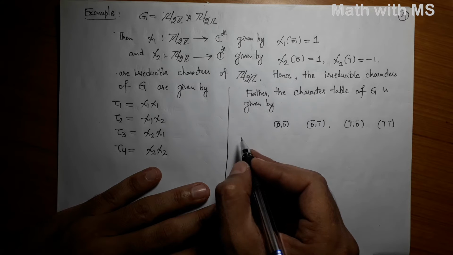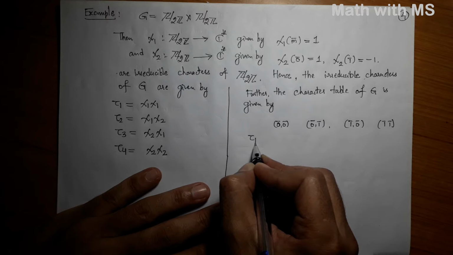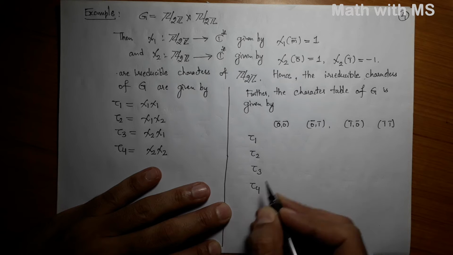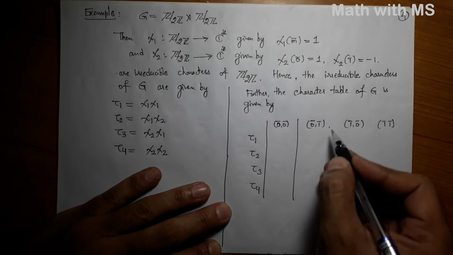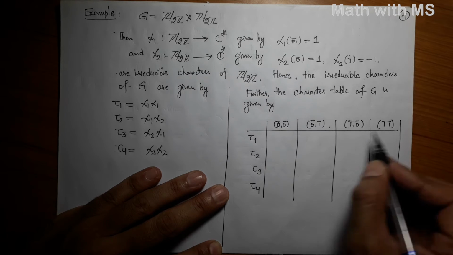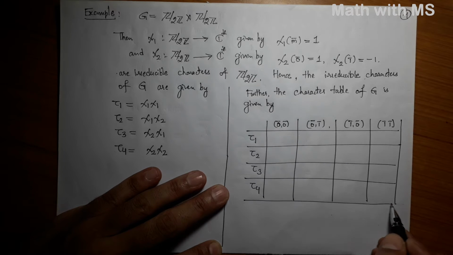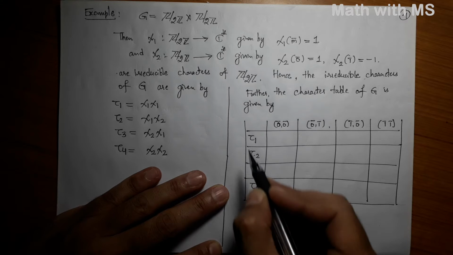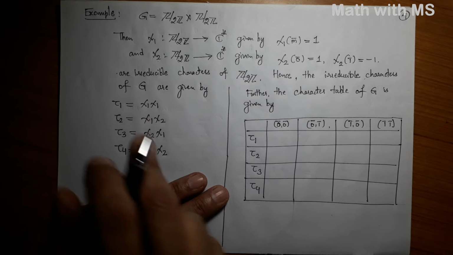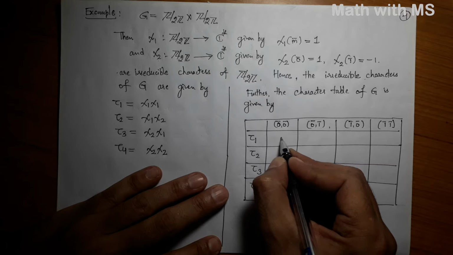All right, and we can write down tau 1, tau 2, tau 3, and tau 4. And this is just a pointwise product of functions, just plugging in the values, and you see that the matrix looks like this.